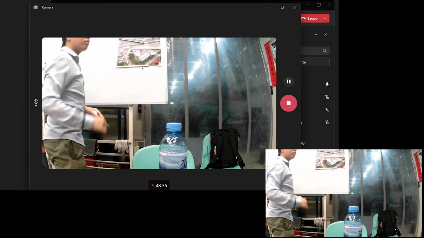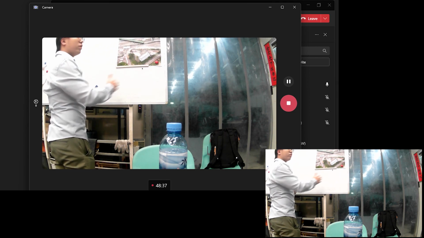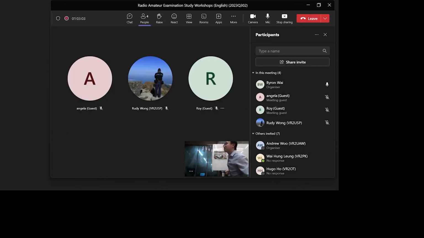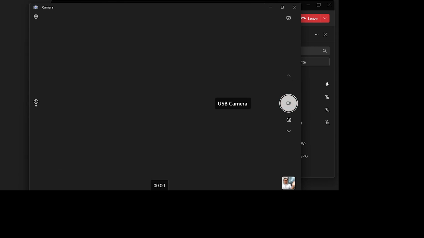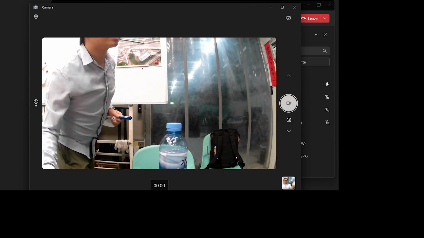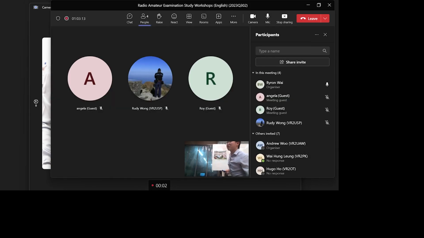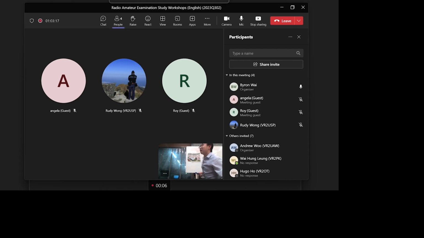It should be clean. So, it's flipped. It's flipped. The camera app sucks. So if I minimize it, it will stop recording immediately. No good. Okay. So look at my screen.